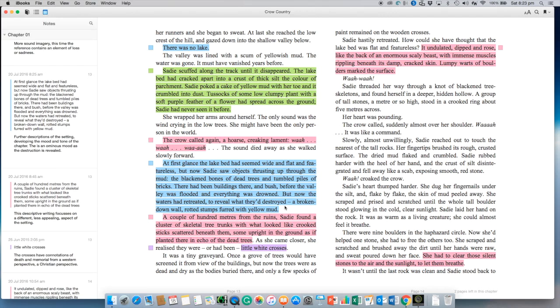At first glance, the lake bed had seemed wide and flat and featureless, but now Sadie saw objects thrusting up through the mud. The blackened bones of dead trees and tumbled piles of bricks. There had been buildings there and bush before the valley was flooded, and everything was drowned. But now the waters had retreated to reveal what they destroyed: a broken down wall, rotted stumps furred with yellow mud.